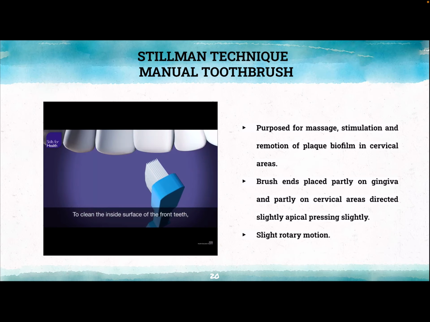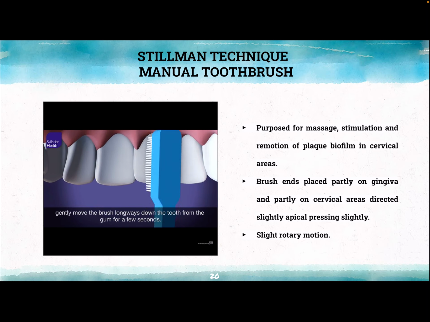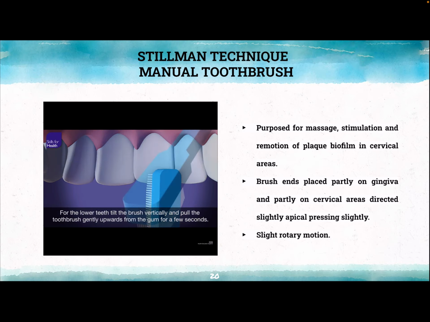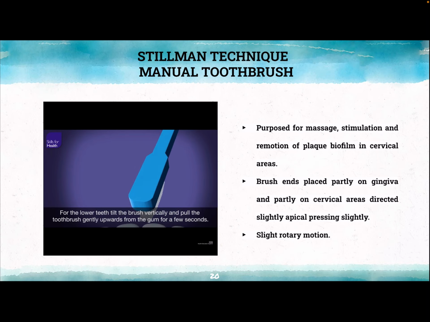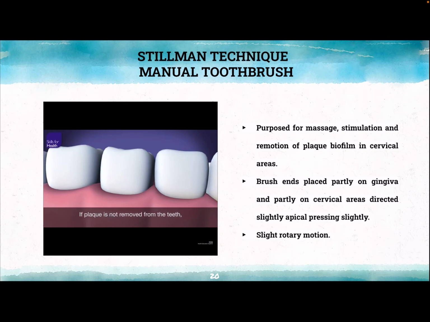To clean the inside surface of the front teeth, tilt the brush vertically for the upper teeth. Gently move the brush long ways down the tooth from the gum for a few seconds. For the lower teeth, tilt the brush vertically and pull the toothbrush gently upwards from the gum for a few seconds. If plaque is not removed from the teeth, it leads to bleeding gums and tooth loss. If you eat or drink sweet things, plaque mixes with the sugar and causes tooth decay.